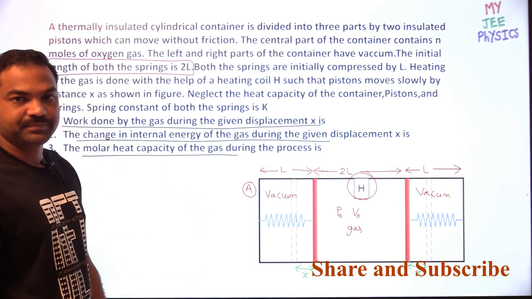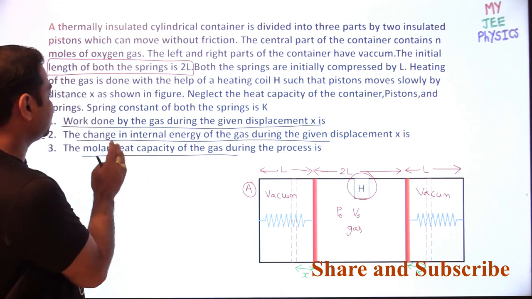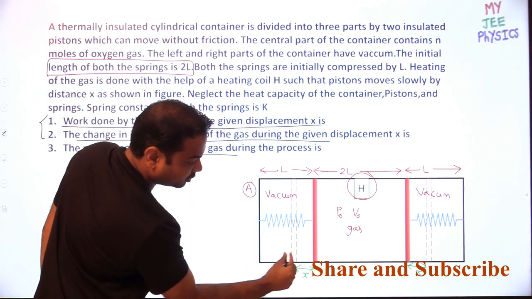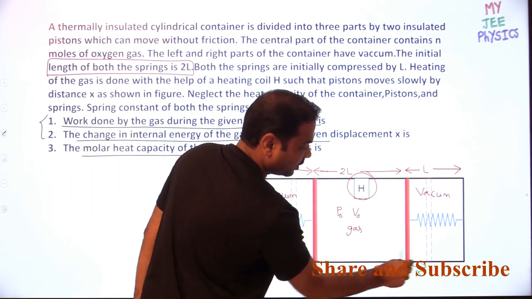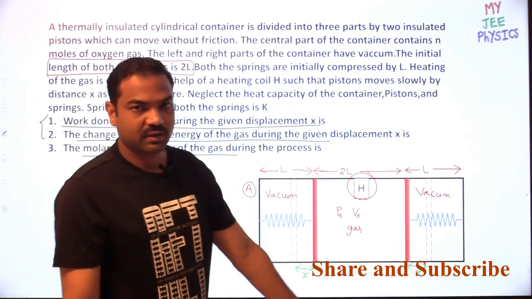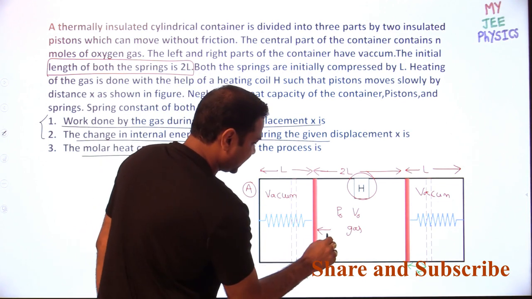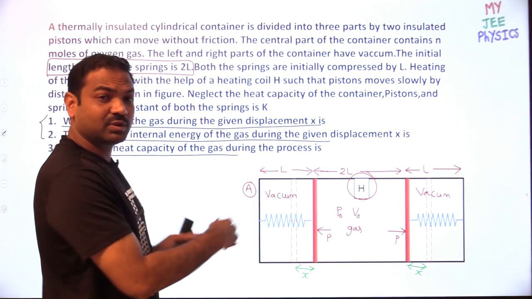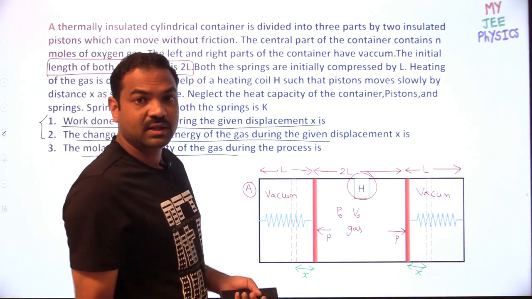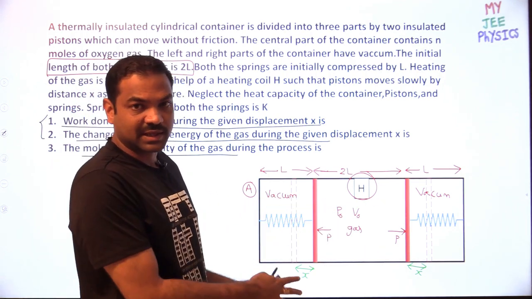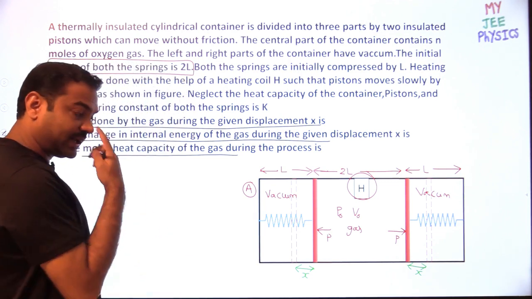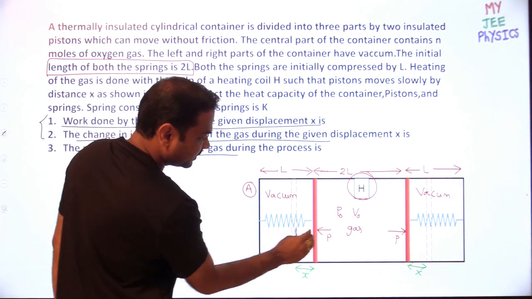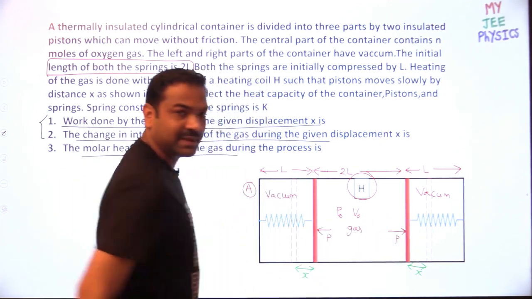The spring constant is K. Now what is the work done by the gas during the displacement of x? This piston is moving outward by x amount. Obviously this piston also will move outward by x amount because of symmetry. The same pressure will be acting on both pistons because of the gas, so both the left and right sides will behave similarly. Now I want to find the work done by the gas in compressing the springs.